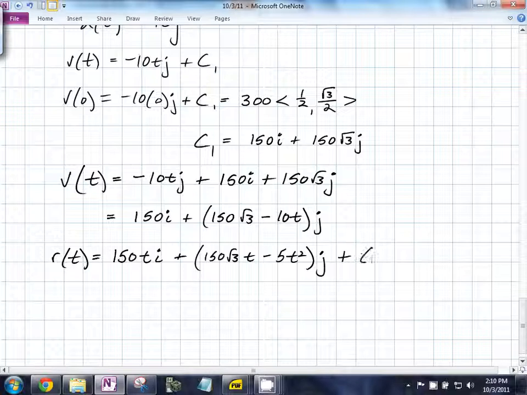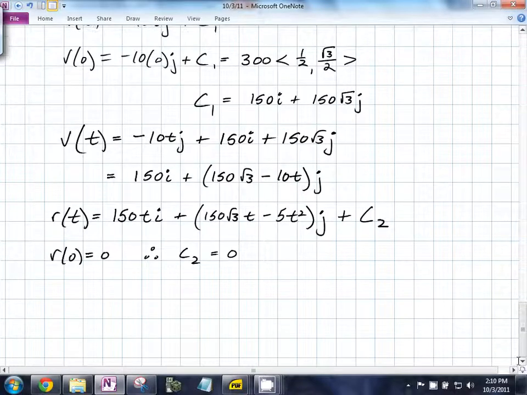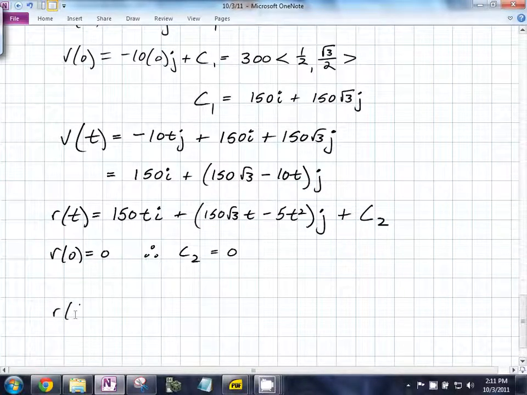What is r of 0? What's our position? I said put it at the origin, right? We haven't centered it anywhere else. We could, we don't have to. So what does that imply? Therefore, c2 has to be 0. So now, do we actually have the position function? Yeah. r of t is 150t i plus 150 root 3 t minus 5t squared j.